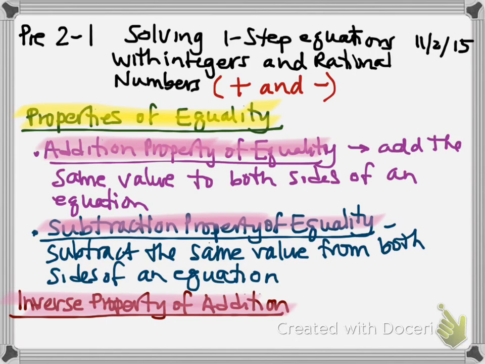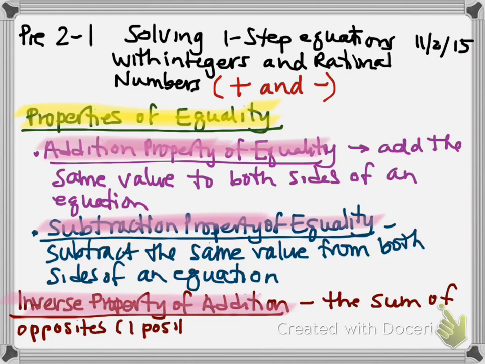And basically what it says is the sum, so that means I'm adding, of opposites. When I use the word opposites in math, I mean one positive, one negative. And when I add two numbers that are considered opposites, so they're the same number, but their signs are different, what do I always get? I always get 0, okay? So the sum of opposites is always 0.